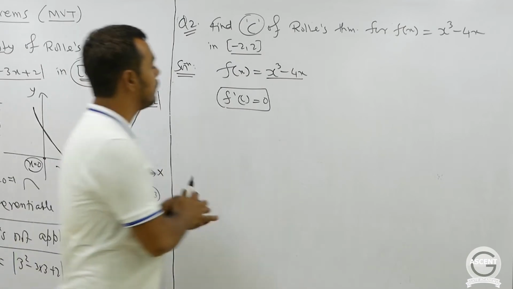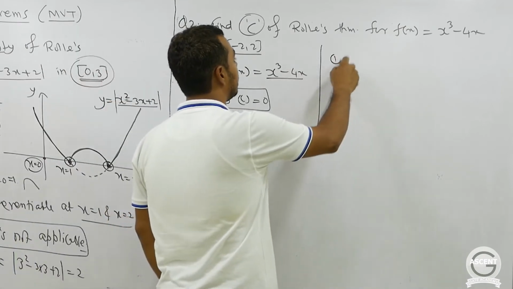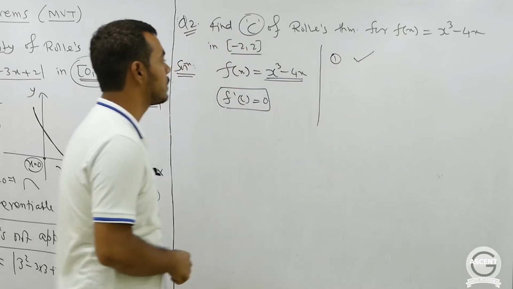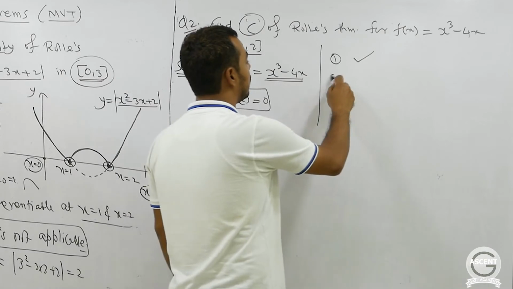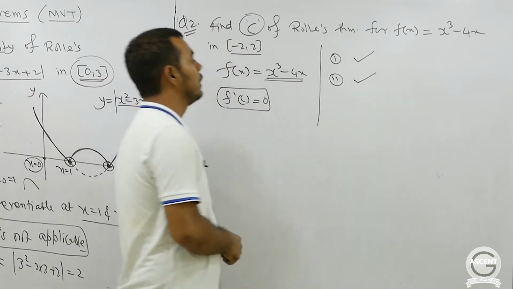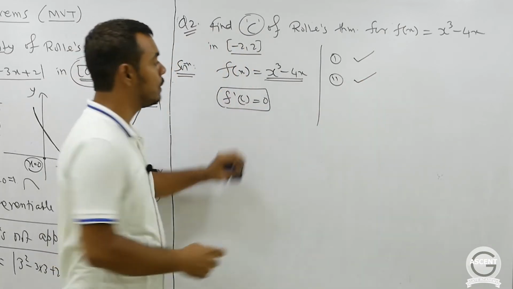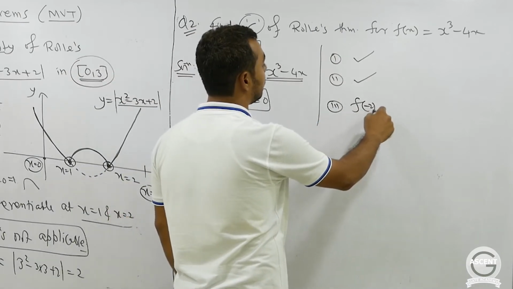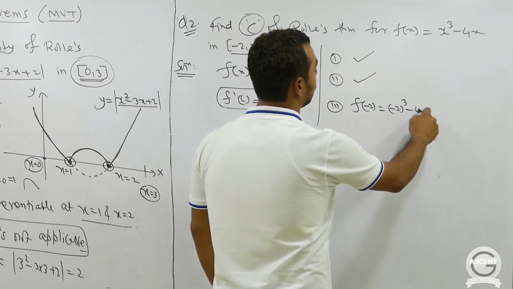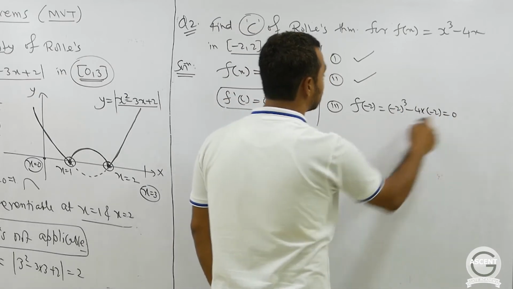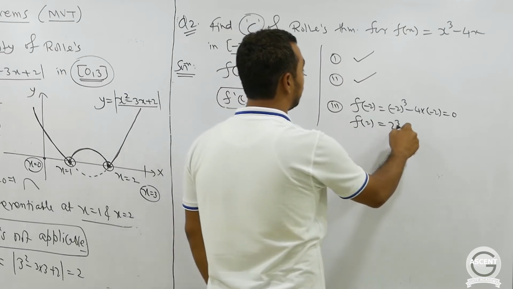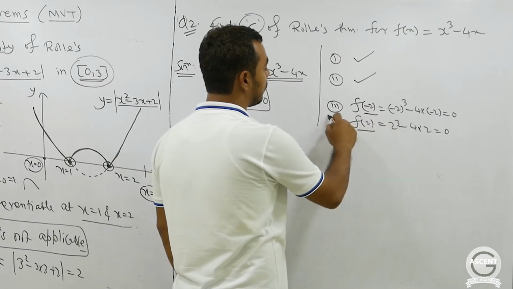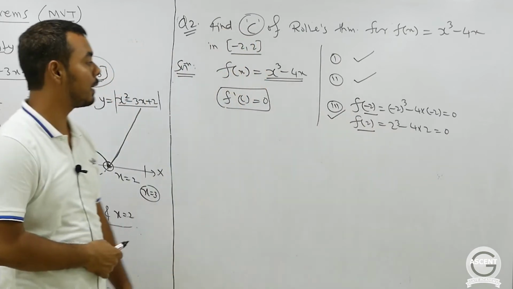But if we want to check the conditions, then you can easily see that f(x) is a polynomial function, so this will always be continuous, right? Second, f(x) is a polynomial, again always differentiable. So f(x) is both continuous and differentiable. The third condition: f of a will be f of minus 2, cube minus 4 into minus 2, this will give us 0. f of plus 2, this will be 2 cube minus 4 into 2, this is again 0. So f of a is equal to f of b.